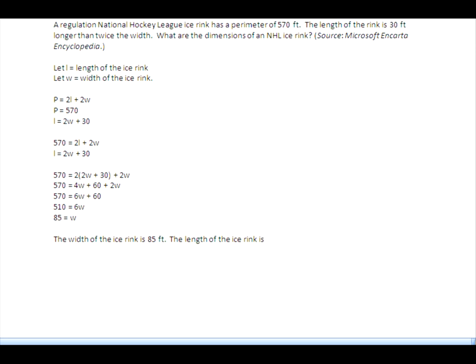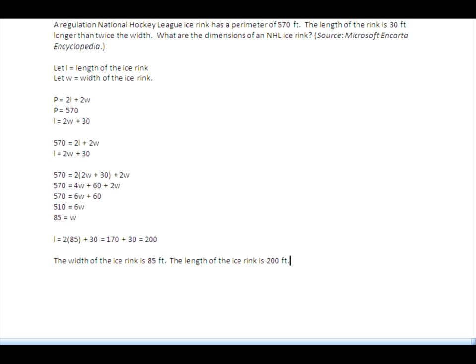Excuse me. The length of the ice rink is, well, we'll have to go back up here and find that. We know that L is equal to 2W plus 30, so we'll substitute back in there. L is equal to 2 times W, which is 85, plus 30. Oops, plus 30. So that would equal 170 plus 30, which is equal to 200. Alright, so the length of the ice rink is 200 feet.